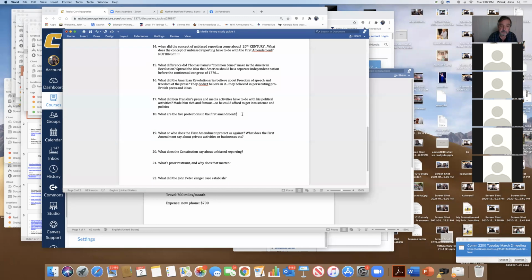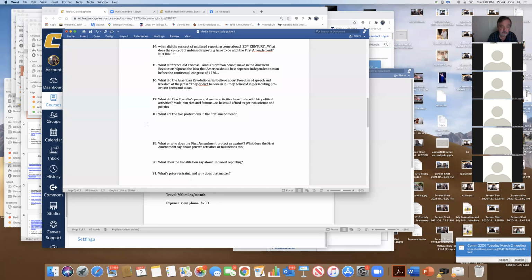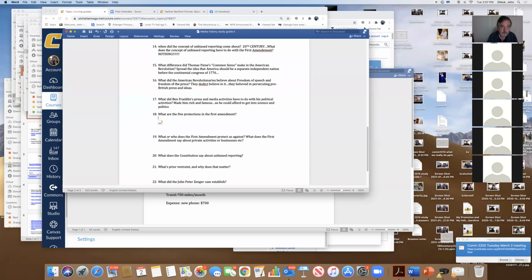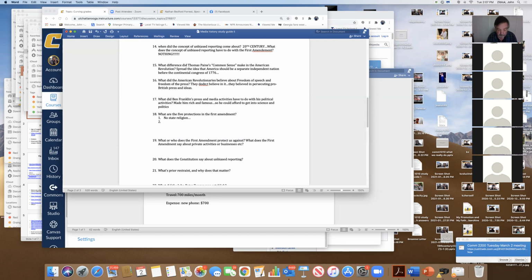Five protections in the First Amendment. Okay, big one. No state religion. First and foremost, the Establishment Clause says America will not have its own religion. But you can practice your own religion. Muslim, Jewish, Christian, Buddhist, what have you. That's the point.